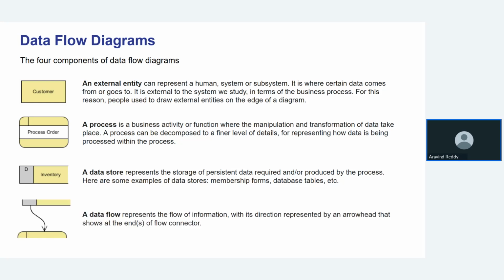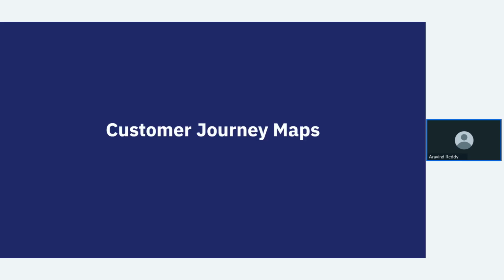Next is data flow. The arrow indicates how the data is flowing, okay? So we can go through it and see that. Okay? So this is how the data flow DFD is going to work, and this is how customer journey maps will work. We'll see how the customer journey maps work. Okay, I'll go through it and we'll understand.